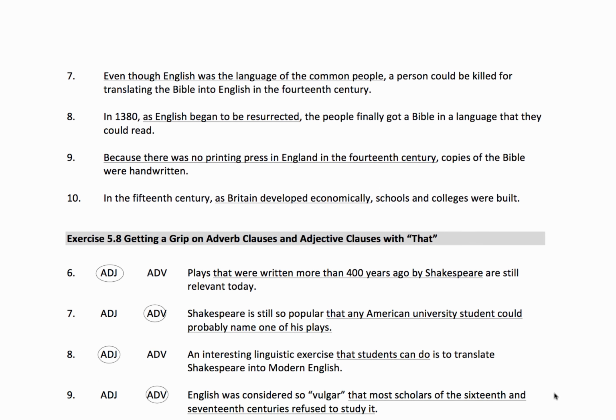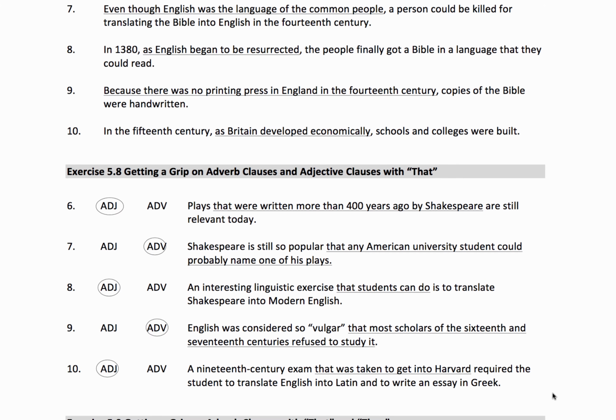So let's look at 5.8. So this is an important section because it helps us make that distinction between adjective and adverb clauses. So we need to keep in mind that adjective clauses answer questions like which one and what kind, while adverb clauses are telling us things like where this happened, why it happened, how it happened, in what manner it happened.